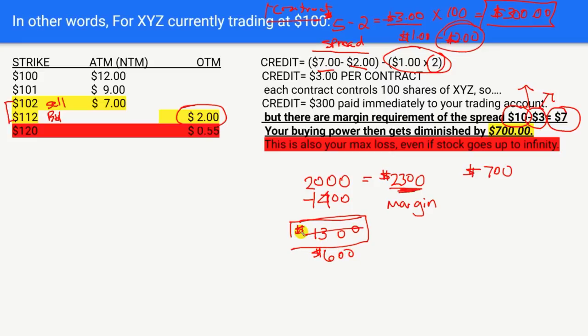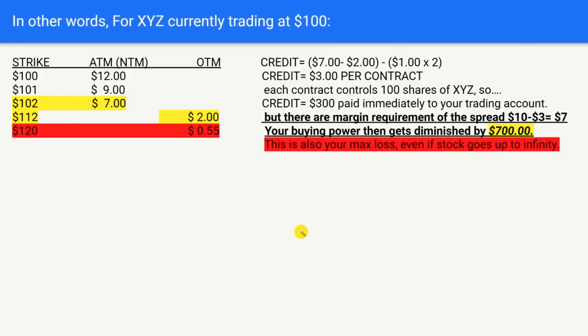Please understand this aspect. You need to know how to calculate ahead of time or estimate what your margin requirement will be. It's very simple. It's the difference of the spread, which is $10, minus the credit that you got. If you sold at $7 and did 2, that's 5, minus your commission of $2, that's 3, times 100 equals 300.